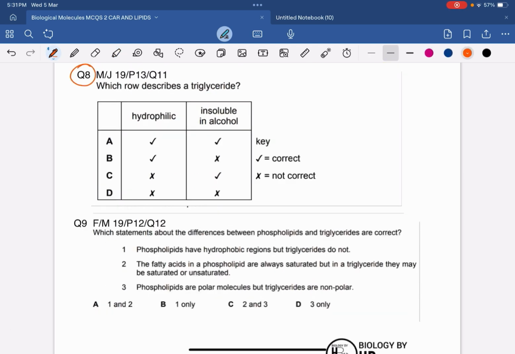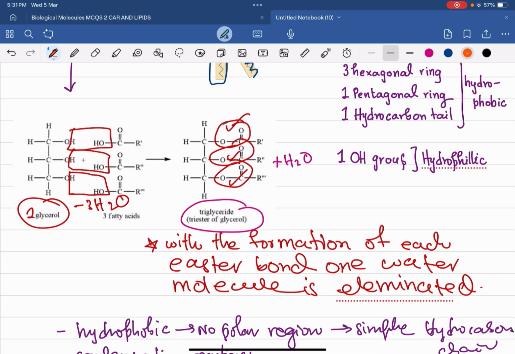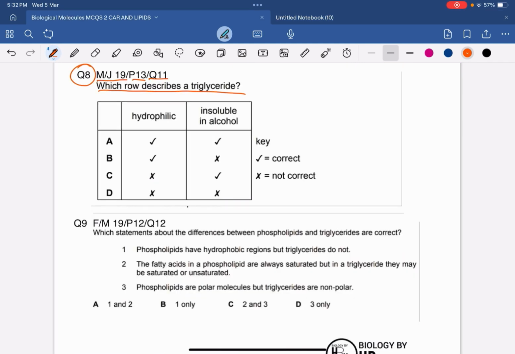Question number 8 over here is from May June 19 paper 1 3 question 11. It says, which row describes a triglyceride. Basically, if you look at the structure of the triglyceride, it's simply the hydrocarbon chain, right? CH, and this R, basically R represents the hydrocarbon chain. So it only consists of a hydrocarbon chain, right?